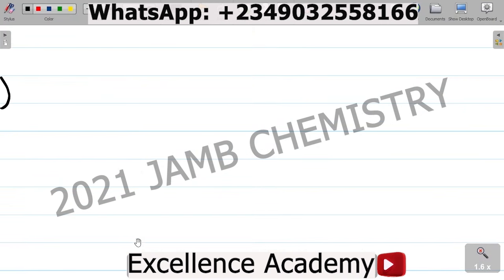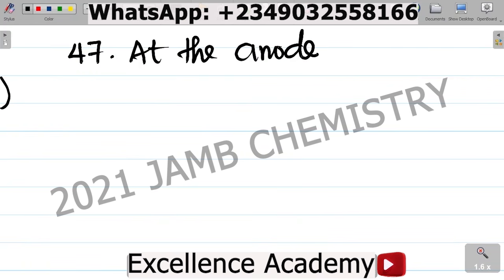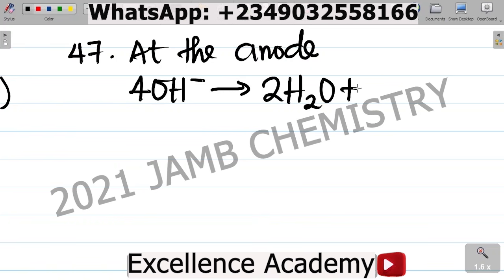Now, take note that at the anode for 47, the reaction there is 4 moles of hydroxide ion would give you 2 moles of water plus oxygen plus 4 electrons. So 4 electrons there. Now, this is known as the standard anodic process for aqueous electrolysis with platinum.